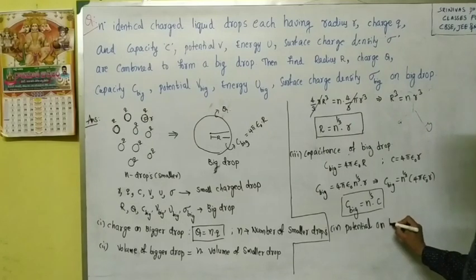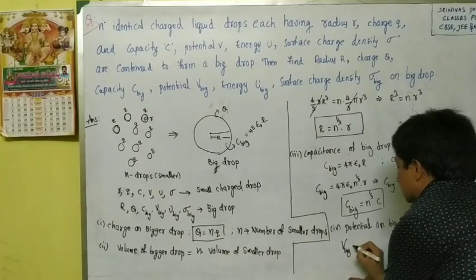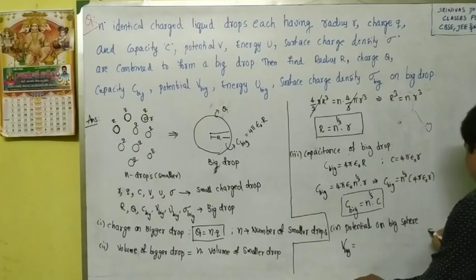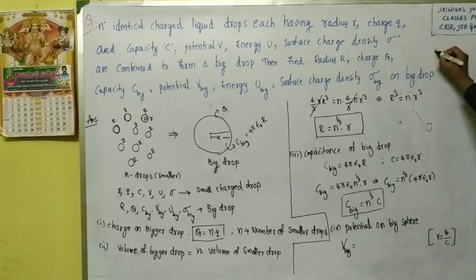Potential on the big sphere, right? What is the formula for the potential? It is very simple to find the potential on the bigger sphere. The basic formula we know is potential V equals charge by capacitance, because we know the capacitance formula C is equal to Q by V. From this, V we write as Q by C, right?